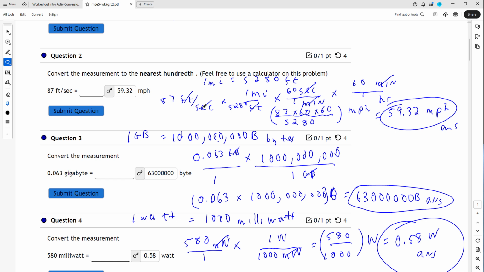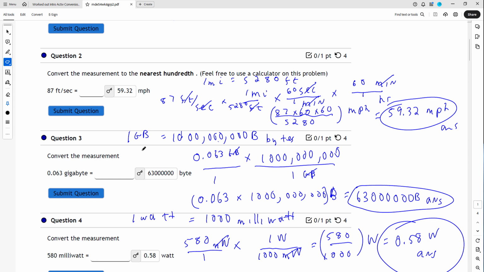Then I want to get rid of seconds, so I create a cancellation so seconds cancel out and replace it with minutes. 60 seconds make 1 minute. I want to get rid of minutes, so I'll create a cancellation, put minutes up top, and replace it with hours. 60 minutes make 1 hour. So across the top, I'm going to have 87 times 60 times 60. On the bottom, divided by 5,280 gives me 59.32 miles per hour for my answer. That's number 2.